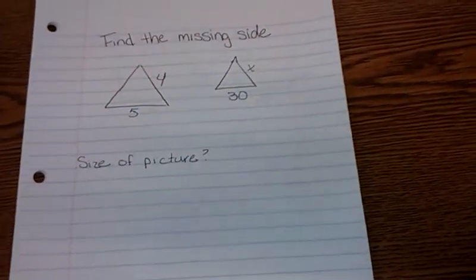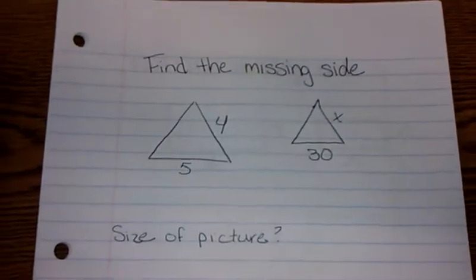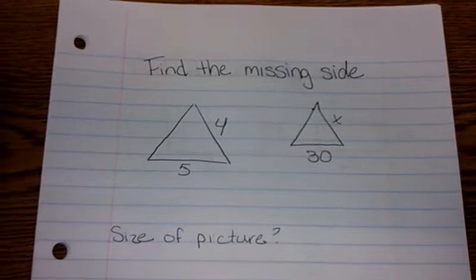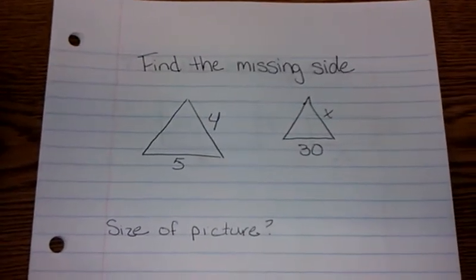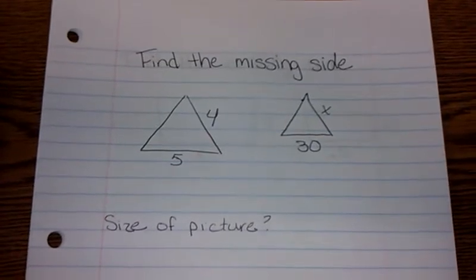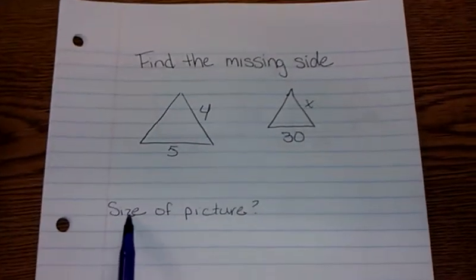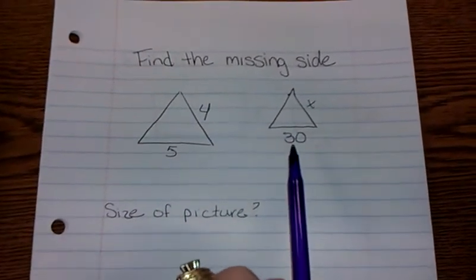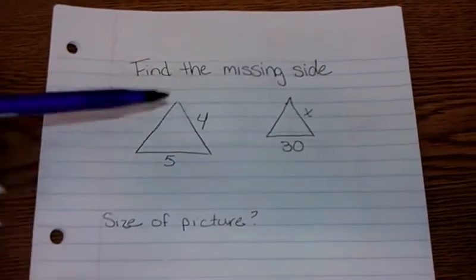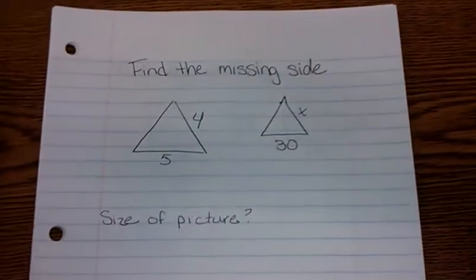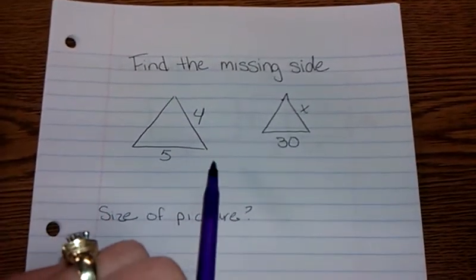Let's try the next one. Don't worry about where it says the size of the picture, we need to talk about that. But try and find the length of the missing side. Now, when you look at why I said the size of the picture, you see how this says 30 and this one's 5, but this one looks smaller? Please realize that not all the pictures are drawn to the correct dimensions. So you have to go by what the numbers are telling you.